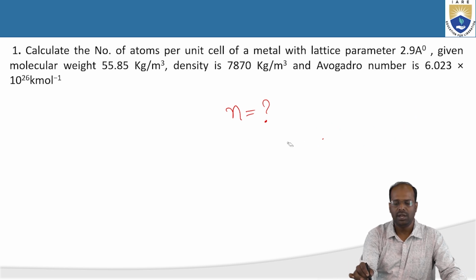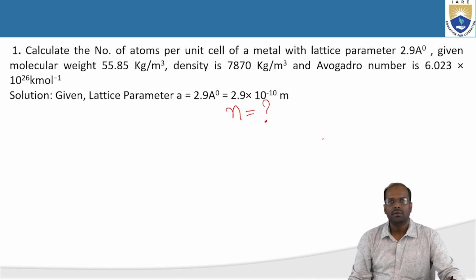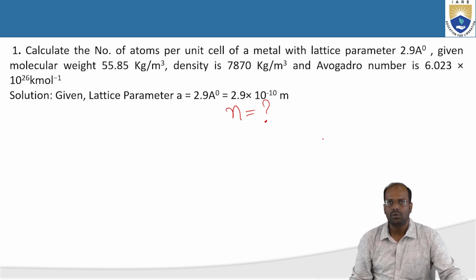So here we need to find the number of atoms per unit cell. What is the formula? We are given lattice parameters: a, b, c are the lattice constants and alpha, beta, gamma are the interfacial angles. These are all called lattice parameters. Here a = b = c and alpha = beta = gamma = 90 degrees, and a is equal to 2.9 angstrom. 1 angstrom is equal to 10 to the power of minus 10 meters.